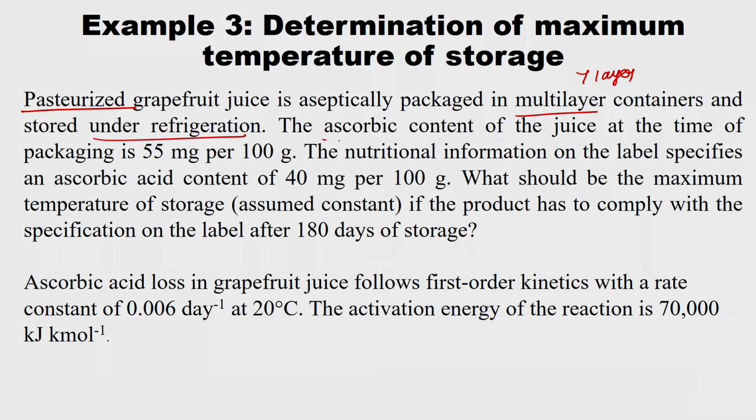So, the ascorbic acid content of the juice at the time of packaging is 55 milligrams per 100 gram, right. The nutritional information on the label specifies an ascorbic acid content of 40 milligrams per 100 gram. What should be the maximum temperature of the storage if the product has to comply with the specification on the label after 180 days of storage? When they were packing, the content is 55 milligrams per 100 gram, but they printed on the label 40 milligrams per 100 grams, right.